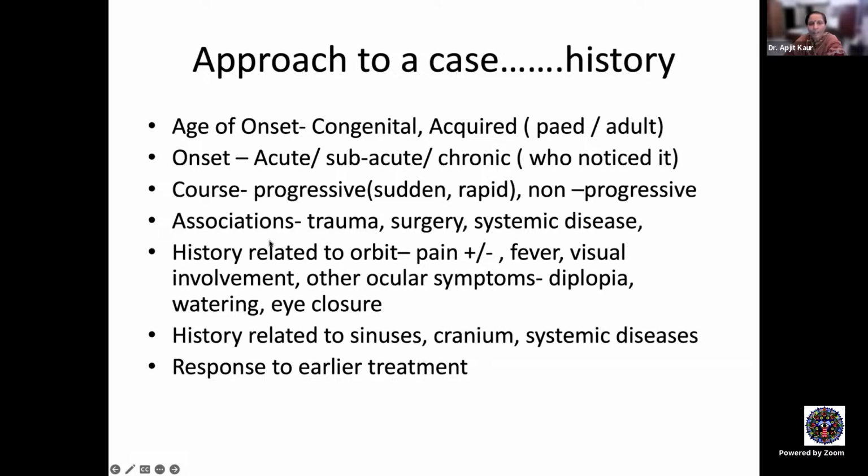Then you need to find out the history related to the orbital disease per se. Whether there was pain with or without fever. What is the visual involvement? What are the other ocular symptoms? Does he have diplopia? Was there watering? Is there proper eye closure? All this has to be asked for from the patient. Then you come to history, which is related to the sinuses, cranium, or the systemic diseases. And then a very important segment of history is what is the response to the earlier treatment.